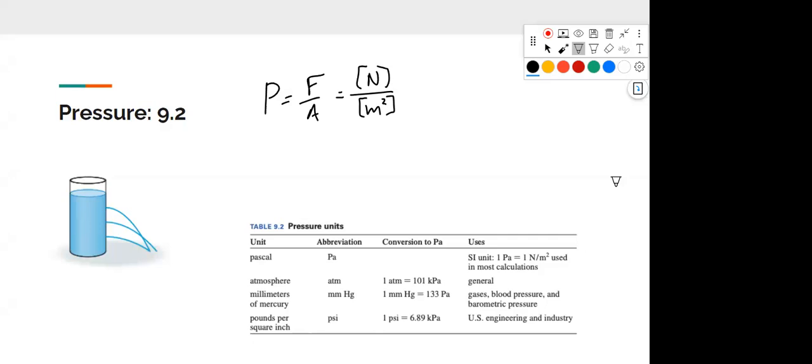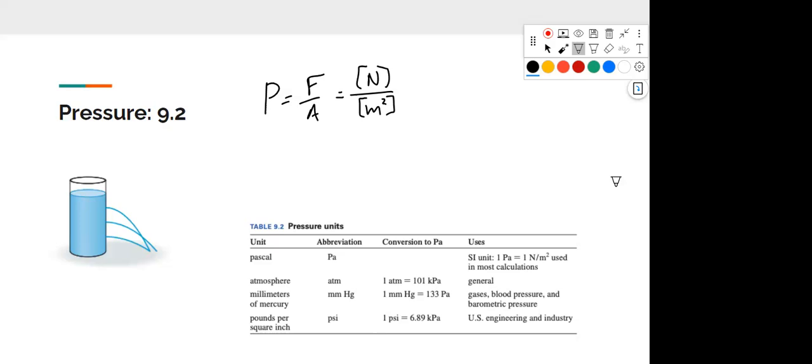An atmosphere, which we'll talk more about a little later, is many pascals, 100,000 pascals of pressure. So the weight of the ocean of air on top of you right now, every square meter has 100,000 newtons, or the weight of 10,000 kilograms. So kind of crazy, that value.